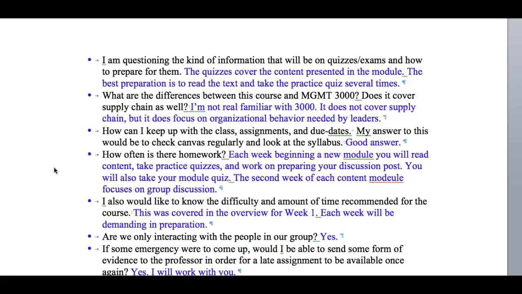How often is there homework? Depends how you define homework. I mean, this is an online course, so you manage your own time. I think it's all homework. Each week, or every 2 weeks, beginning a new module, you'll read the content, you'll take the practice quizzes, you'll work on preparing your discussion posts, and you'll take your module quiz. And then the second week of each content module, you'll focus on group discussion. So we got to make a fix there, okay.